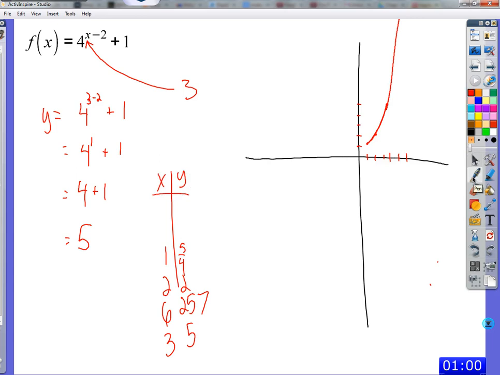So yeah, I put in some values that way. So how about 0? Zero. Get 0 minus 2. 4 to the negative 2. What's 4 to the negative 2?